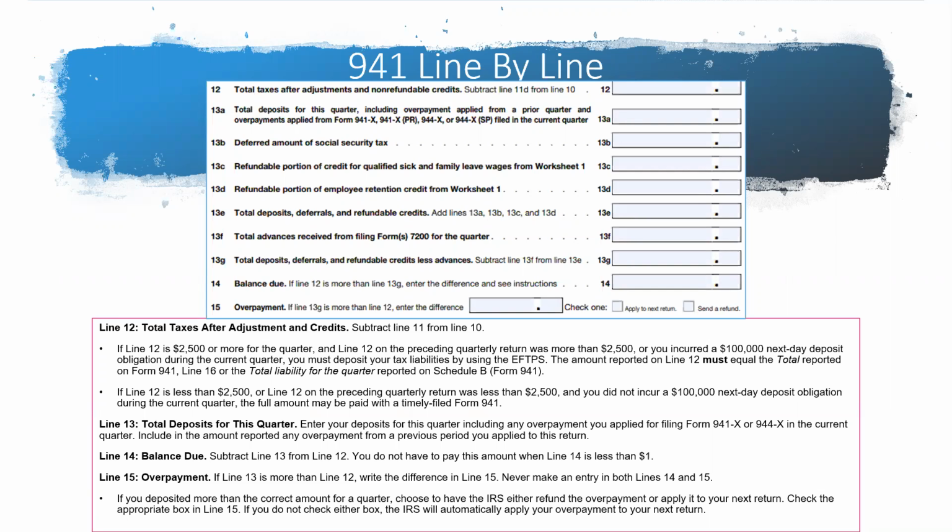Line 13E is where you're going to add up all of your stuff. So you're going to add your deposits, your deferrals, and your refundable credits. And you're going to put that on line 13E.